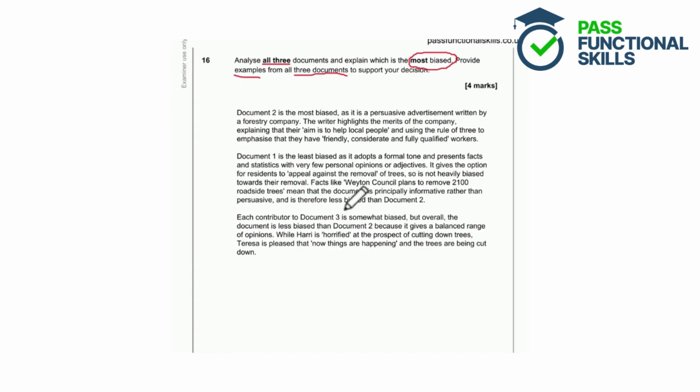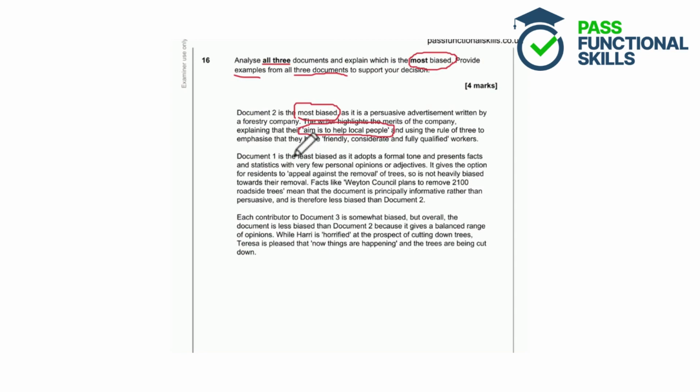So here the student has correctly identified document 2 as being the most biased. And they've said why, so they've linked this to the purpose, so it's persuasive advertisement written by a forestry company, and then they've used quotes which support this idea. So they've said it is the most biased, what makes it the most biased, and given evidence that supports that.